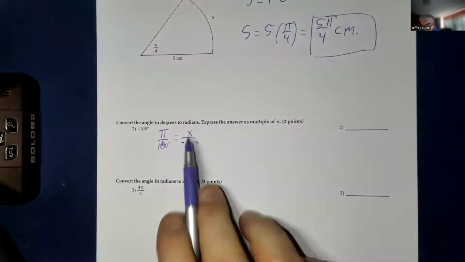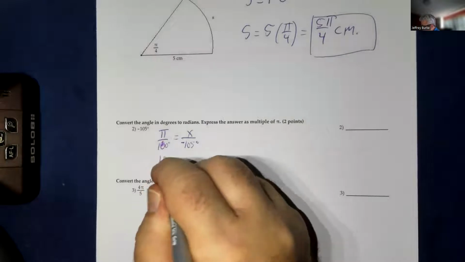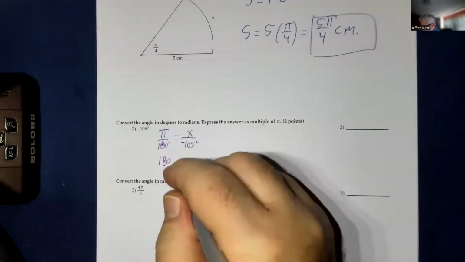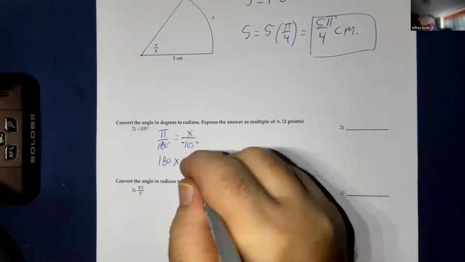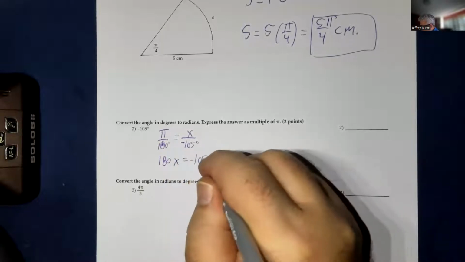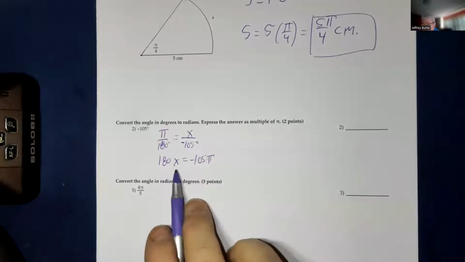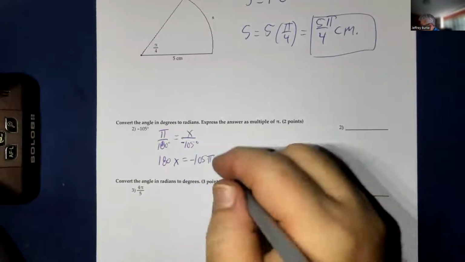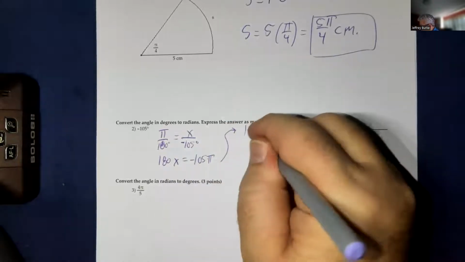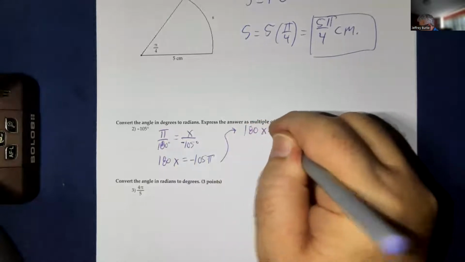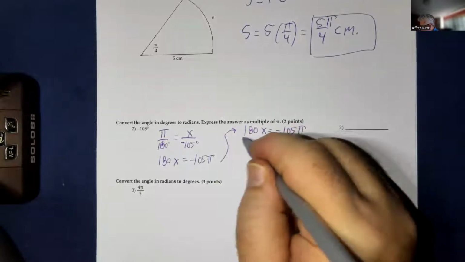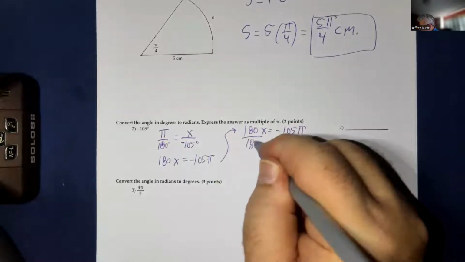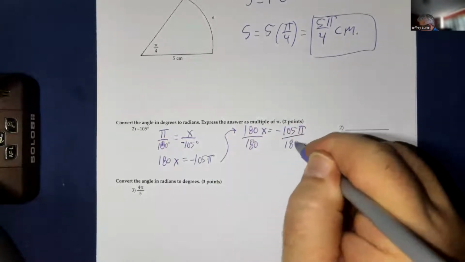If I cross multiply, that's going to give me 180x. And I'm going to lose the degree notation going forward here just to simplify the math. 180x is going to equal negative 105 pi. I want to try to solve for x. I'm going to bring this answer up here without changing it. So I'm going to go ahead and divide by 180, get x by itself.